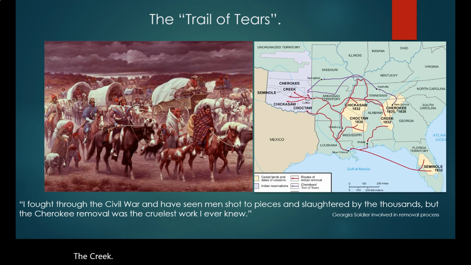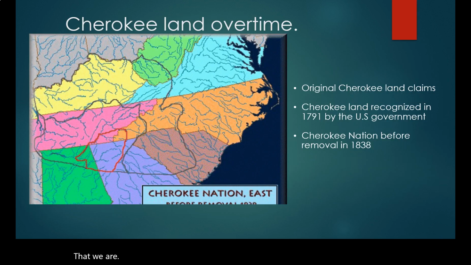This causes the deaths of many people, the starvation of many people, and historical trauma that we are still witnessing today with the Native American nations. This is a map of the original Cherokee land claims, and then it shows you the differences, the way that the Cherokee ended up by the 1830s.